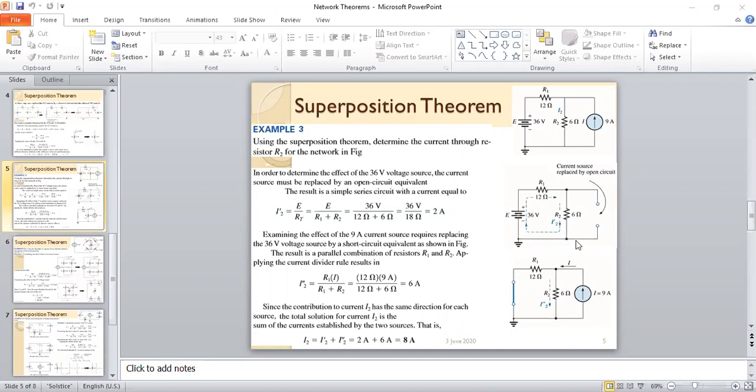Before going onward, I will just tell you that first we will take the voltage source and we will replace the current source by open circuit. So that would be just a series circuit there. And next step, we will take the current source and we will make this short circuit. If it is short circuit, then this resistor will come in parallel to this.